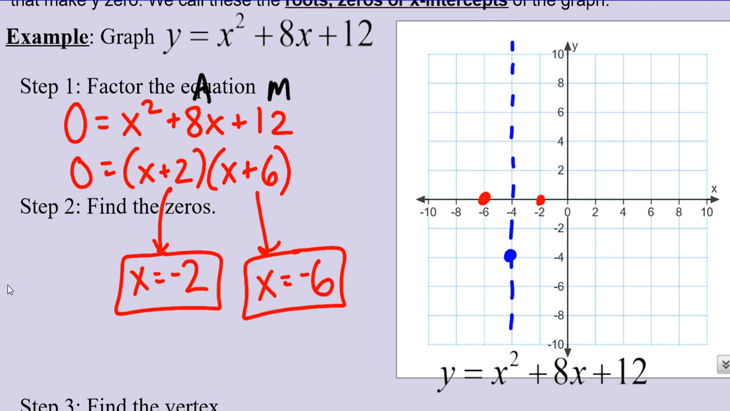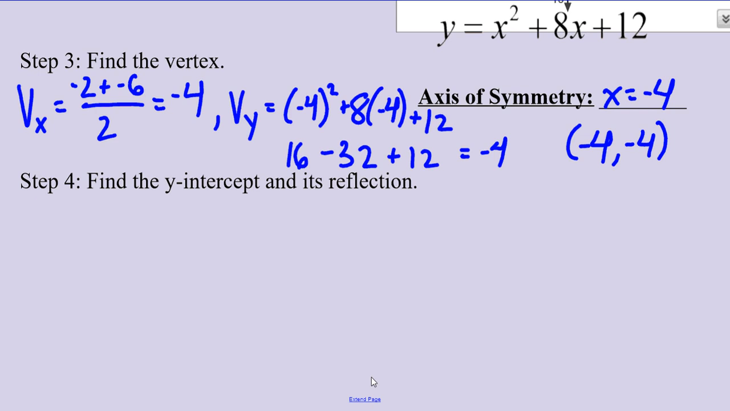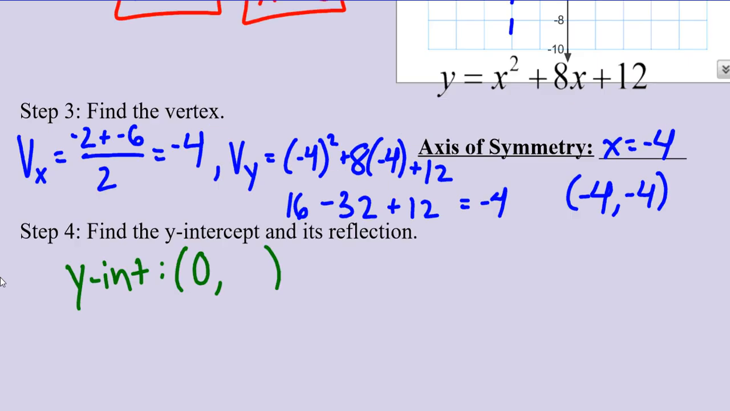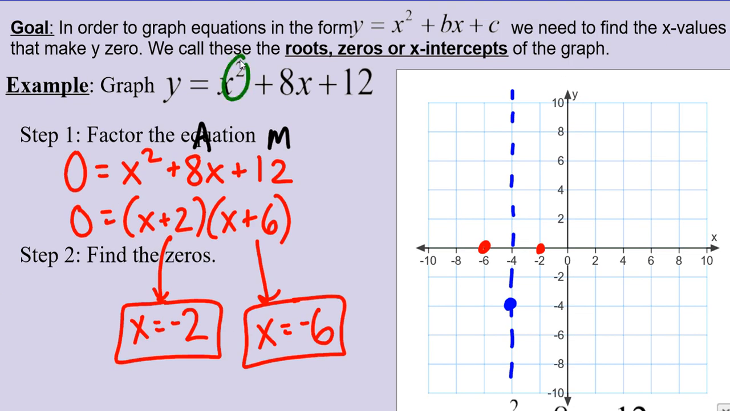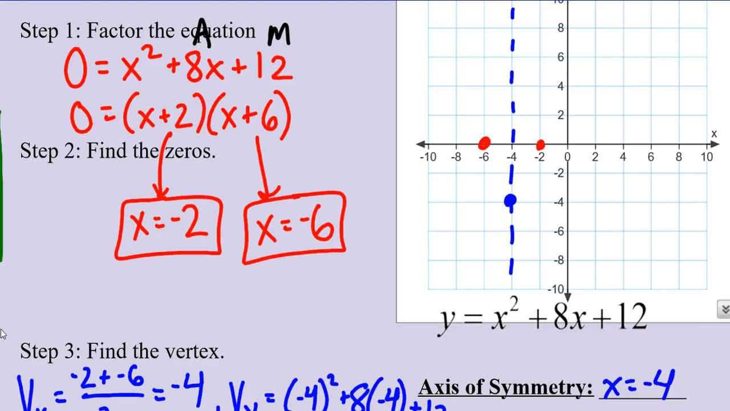Yep, we did that right. Now the last part is the y-intercept. The y-intercept is your y value when x is 0, which will always be that last term, that constant term. If I put 0 in for x, I get 0 plus 0 plus 12. So that's just going to be 12.